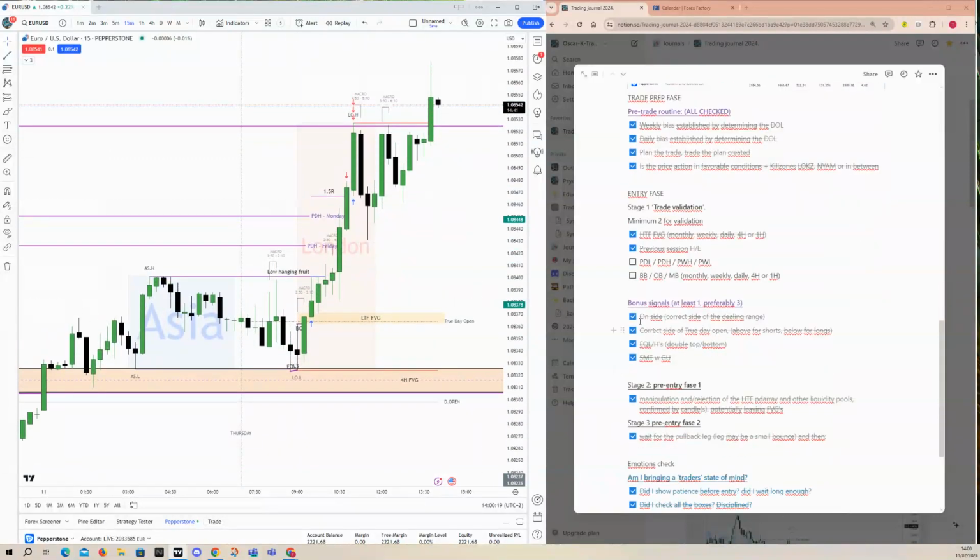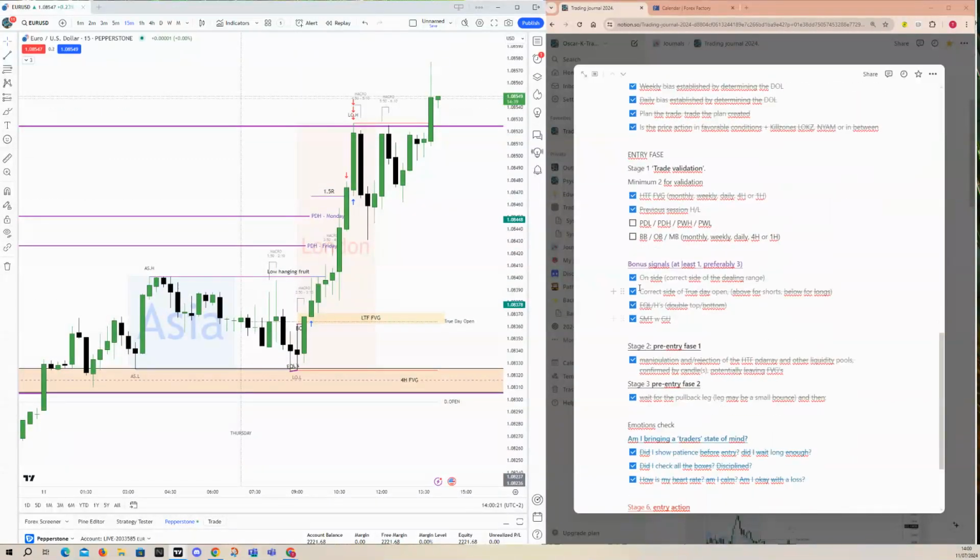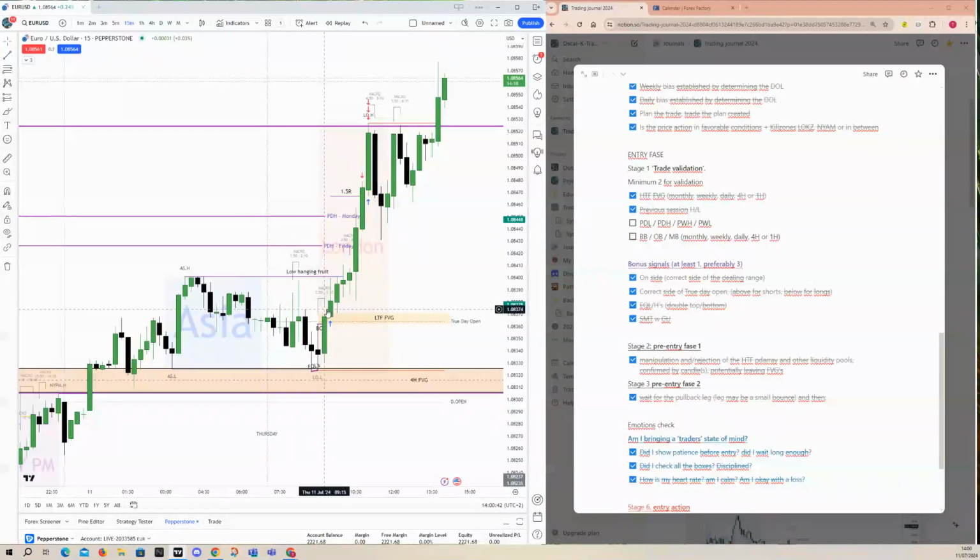Then the next step is some bonus signals. At least I will always want to see one. So I always want to be on the correct side of the dealing range, also on the correct side of the day open. It was barely, but I wanted to check that box, as well as some equal lows here that I found, and SMT with GU. If you have any questions about that, let me know.